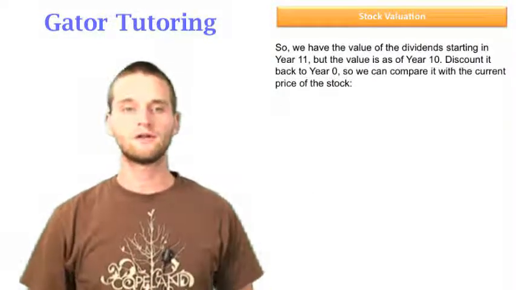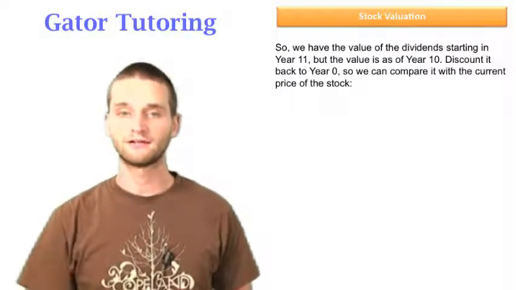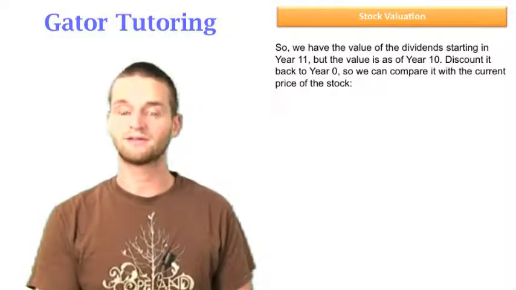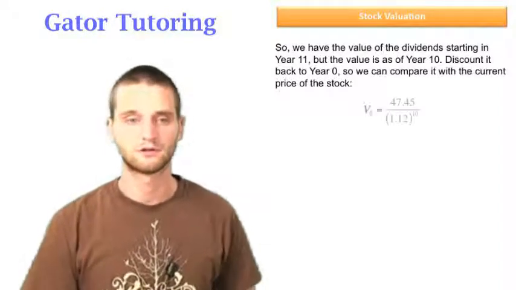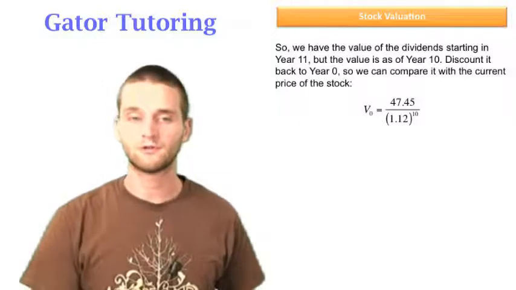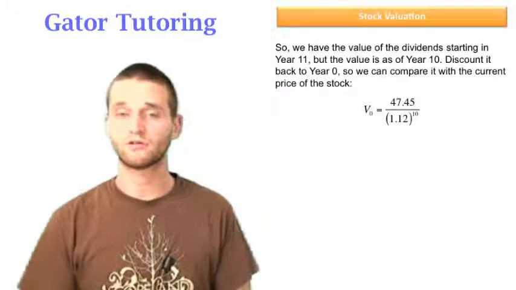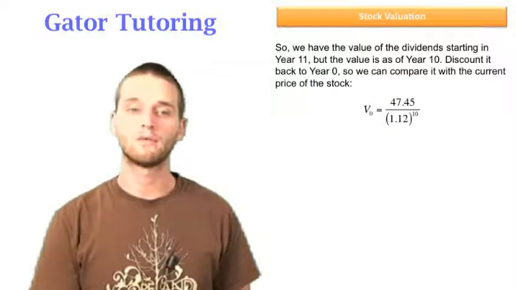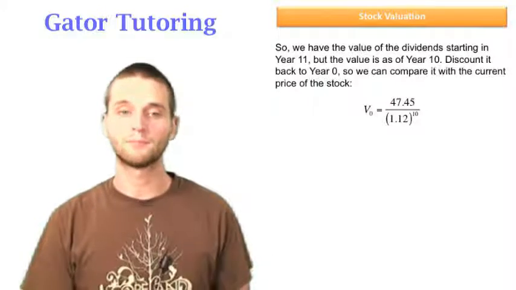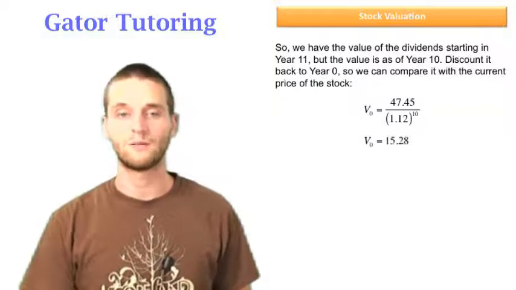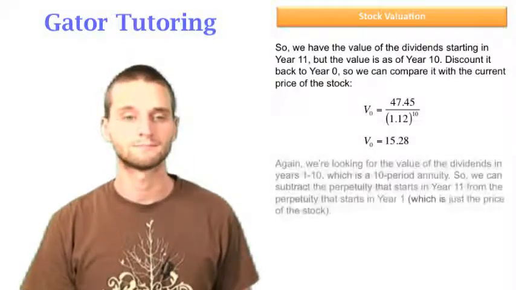So we have the value of the dividends starting in year 11, but the value is as of year 10. So you want to discount it back to year 0 so we can compare it with the current price of the stock. So the value as of year 0 is equal to the value as of year 10, $47.45, divided by 1 plus the discount rate, 12%, raised to the 10th power. So it's over 1.12 to the 10th. And we get a value as of year 0 of $15.28.